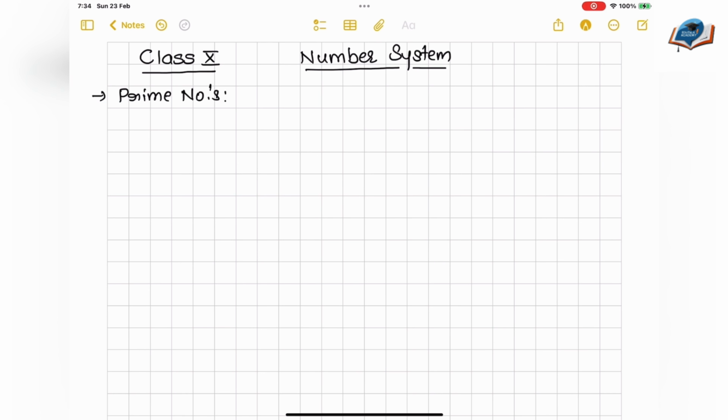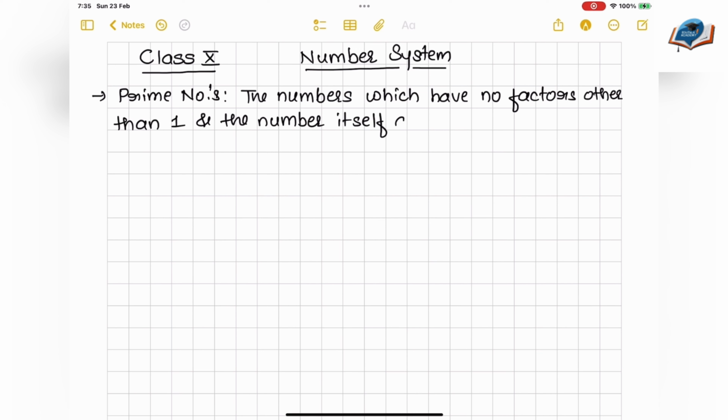Prime numbers. The numbers which have no factors other than 1 and the number itself are called prime numbers.